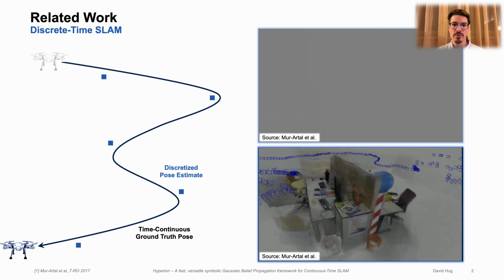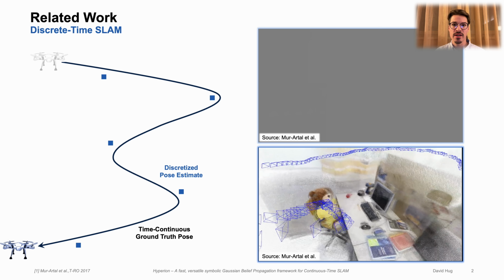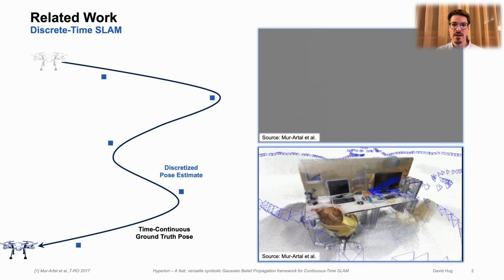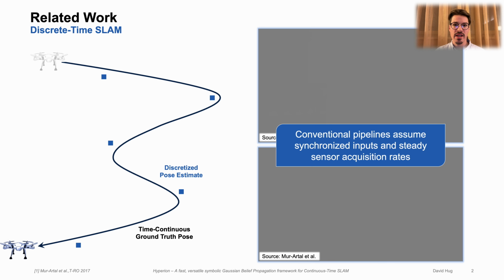In addition to the obtained pose estimates, these algorithms also simultaneously reconstruct the observed environment in 3D, as shown in this video. However, one of the limitations of these pipelines is that they assume synchronized inputs and steady sensor acquisition rates, implying that these standard algorithms fail to fuse asynchronous sensor readings.